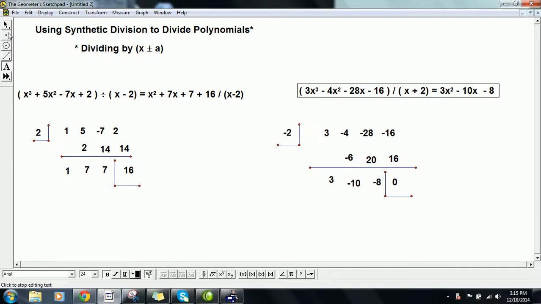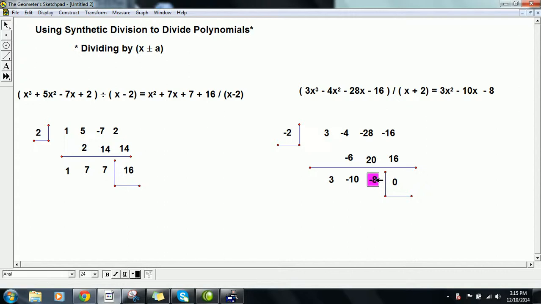Okay? Right. So note the similarities. Note the difference in that if I have a 0 remainder, it means it divides evenly. X plus 2 goes into this cubic evenly. Whereas this does not divide evenly. I got a remainder of 16 over what I was dividing by.